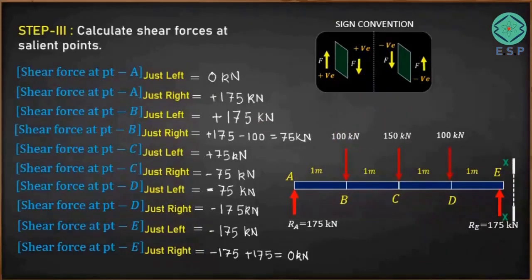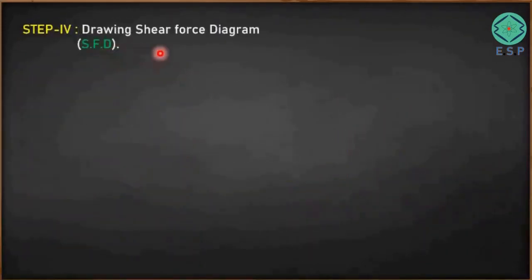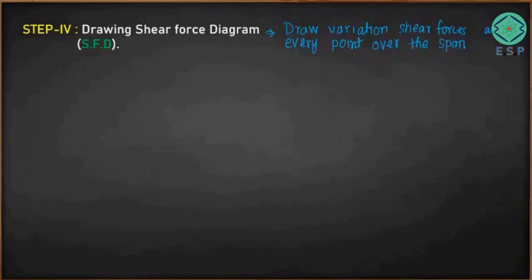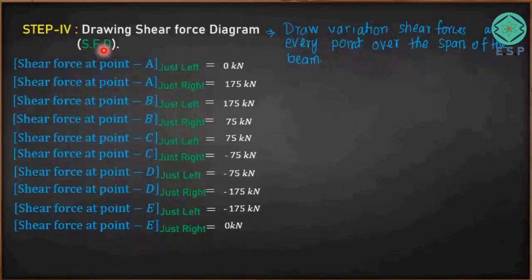So now we can plot this variation of shear forces along the length of the beam, and that is called step 4. Let's see step 4, friends. We draw the shear force diagram, where we draw the variation of shear forces at every point over the span of the beam. This is a very important point to remember. Now in step 4, we draw the shear force diagram. We have got shear forces at the salient points of the beam. You can see here.